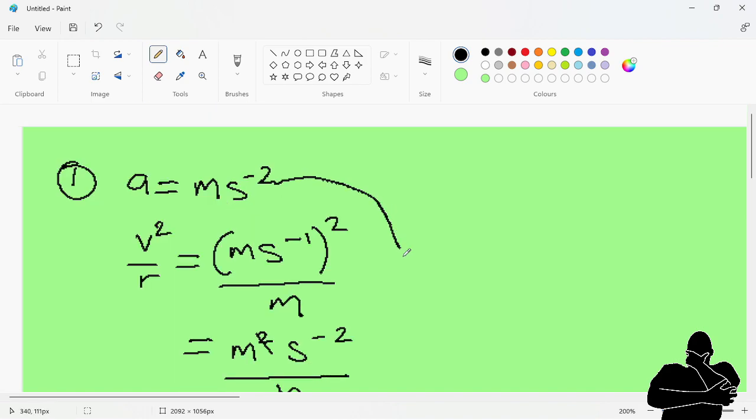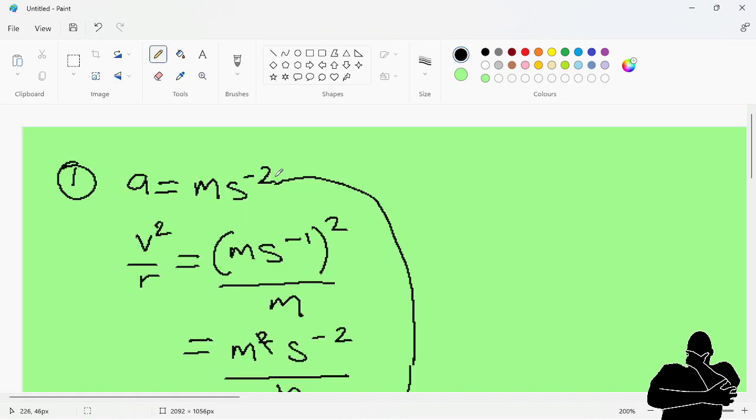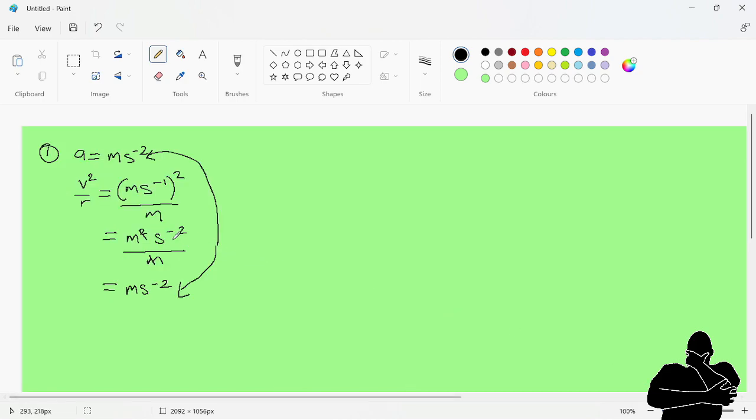So these two things are indeed the same. Hold on, let me zoom out a little bit so you can see it. Yeah. So these two up here and down here are the same, which means that this is actually acceleration.